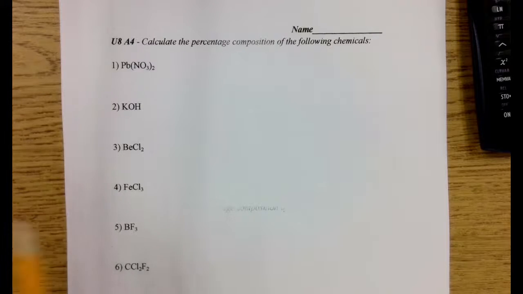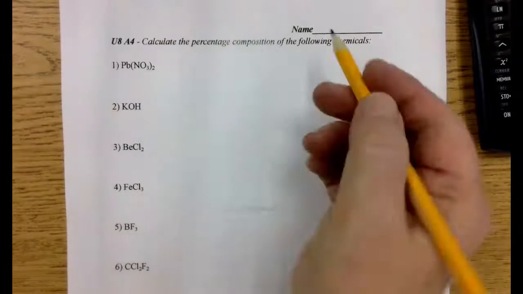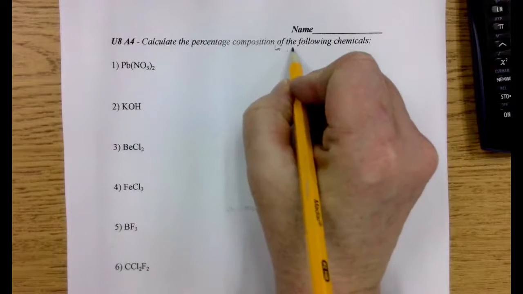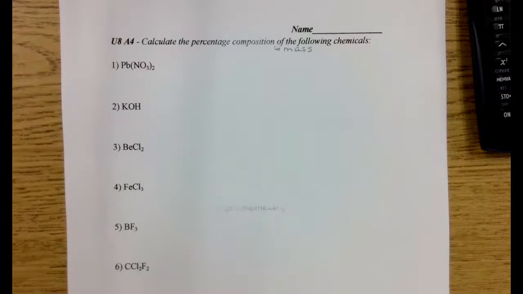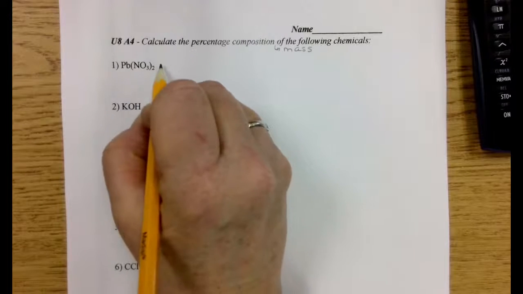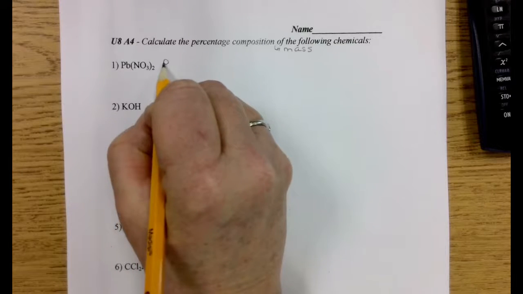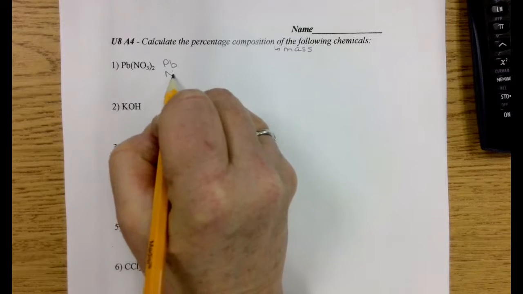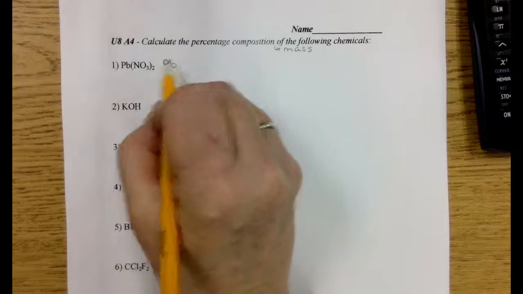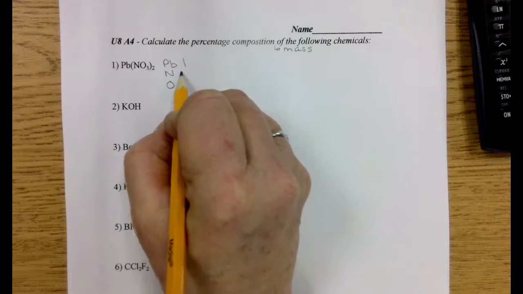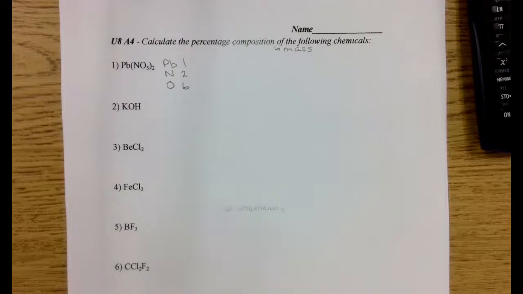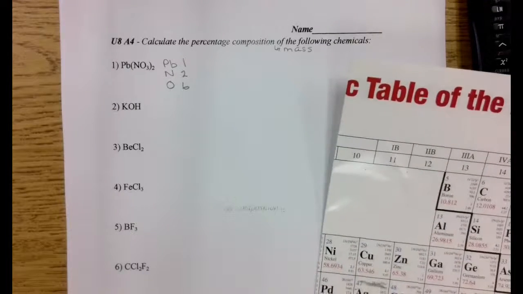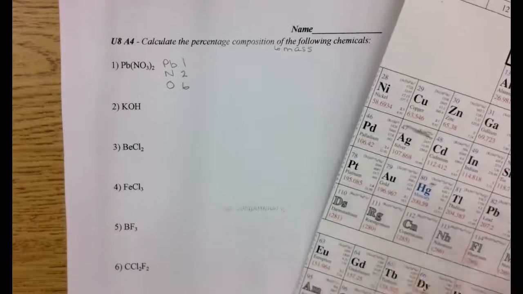Okay, this is the worksheet on calculating percentage composition, and I should have in here of mass, because what we're going to look at is the mass of each one of these. To do these problems, I need to know how to count the elements. So I have Pb, I have an N, and I have an O. I have 1 lead, 2 nitrogen, and 6 oxygens. I go to my periodic table, and I find out what the mass is of each one of them.